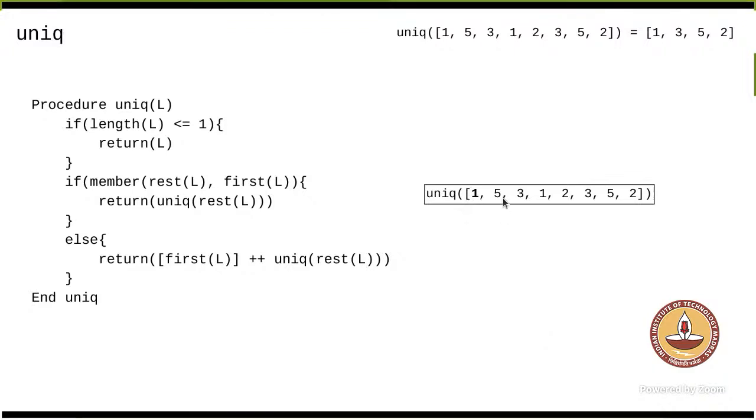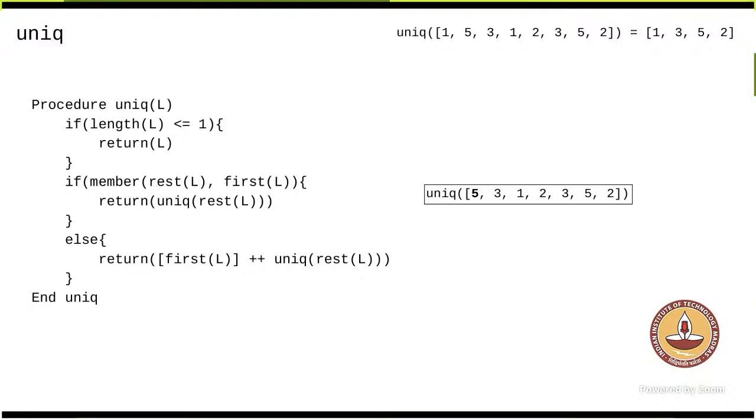Is first of L there in the rest of L? Yes, sir. One is there. Yes, sir. It will return unique of the rest of L. That is correct, right? It will return 1, 3, 5, 2. Yeah. So it will, yeah.